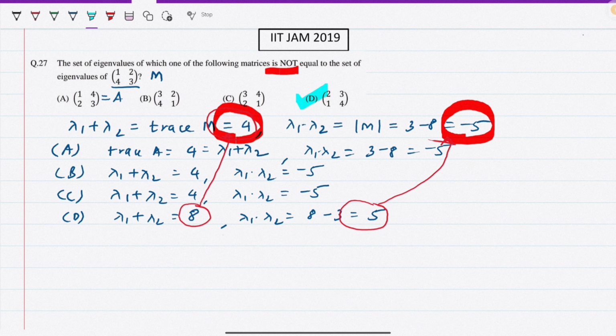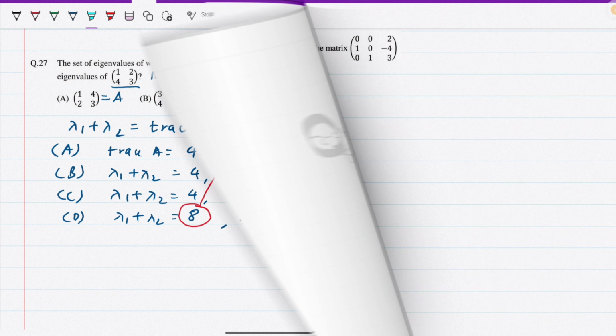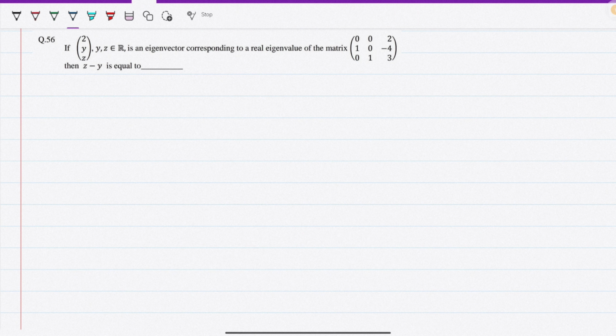Now moving on to the next question. This is question number 56, numerical answer type carrying 2 marks, and we are given a vector. So if the vector (2, y, z), where y and z are real numbers, is an eigenvector corresponding to the real eigenvalue of the given matrix, we have a 3 by 3 matrix here, then we wish to find out the value of z minus y, and you can see that z and y are present in this particular eigenvector.